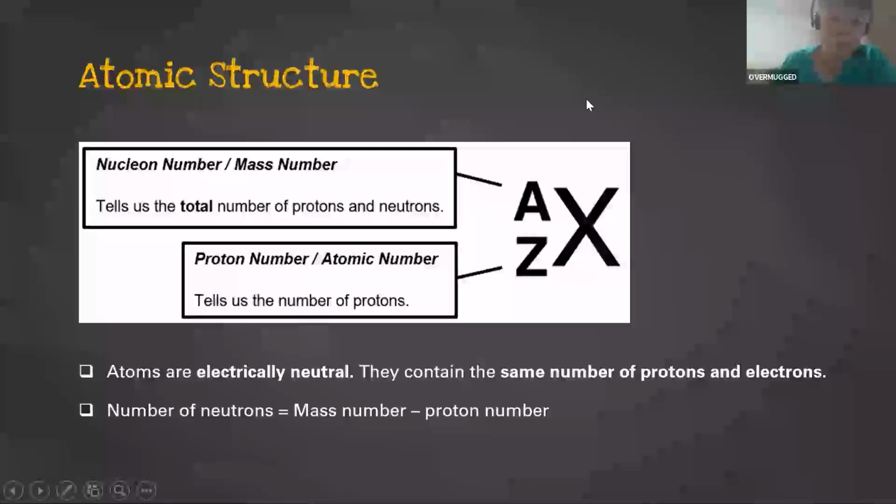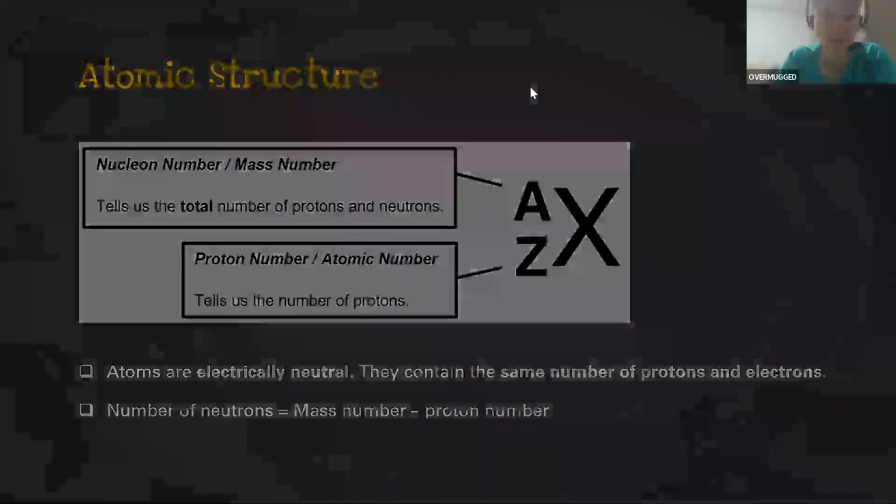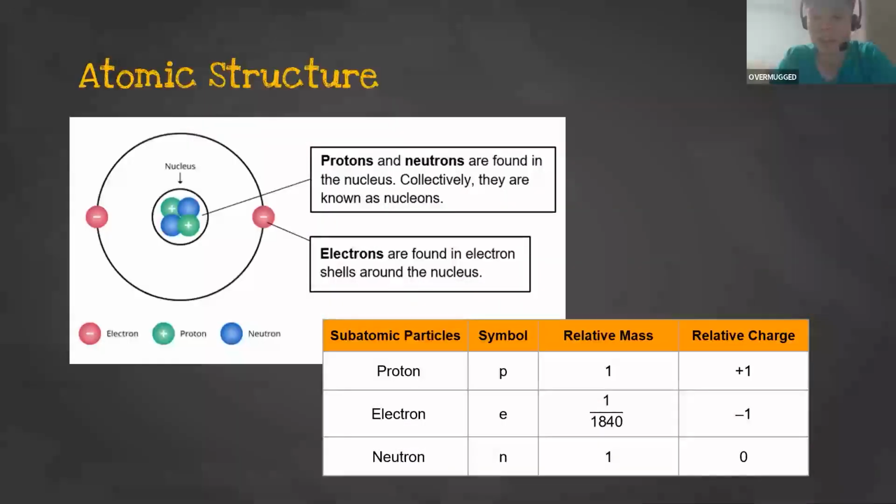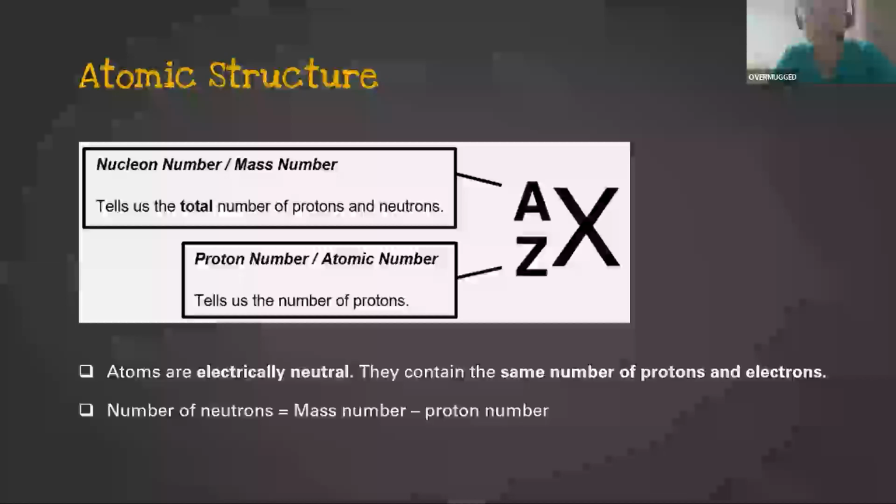Moving on. This is the chemical symbol. The larger number that you see in your periodic table is the nucleon number or the mass number. It tells us the total number of protons and neutrons. So the mass of an atom can be calculated by adding the number of protons and neutrons. Why don't we account for the electrons? Previously, we stated that electrons are so light, about 1840 times lighter than a proton or neutron. So the mass is more or less negligible. So we don't account for the mass of electrons when we calculate the mass of an atom.